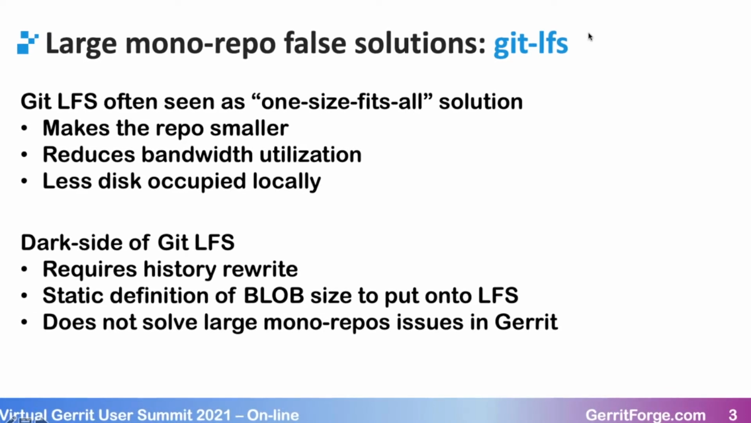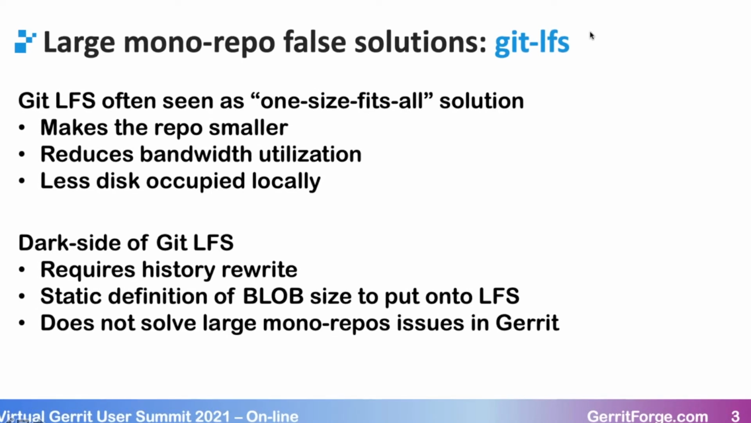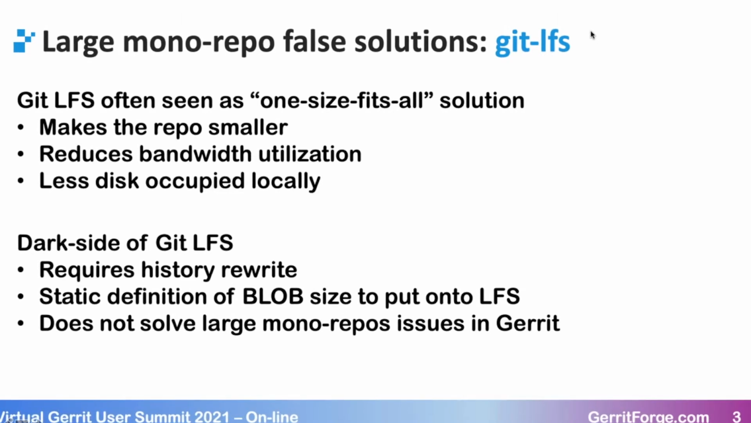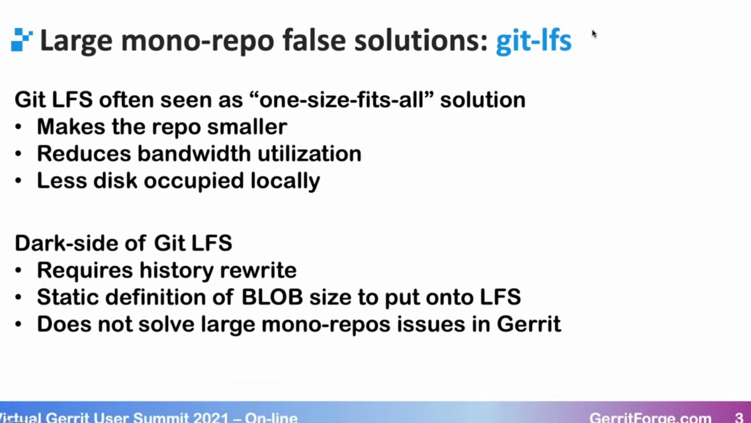I don't know if you have implemented LFS in your organization, but you know that you need to rewrite history, for one thing, and then you have to have a static definition of what big means to you. All of a sudden, you will realize that whenever you put some limit, maybe if the file is bigger than 1 gigabyte then put it into LFS, people will start splitting into smaller files, and you have the same problem again. But actually, LFS does not solve the problem of large mono-repos in Gerrit.